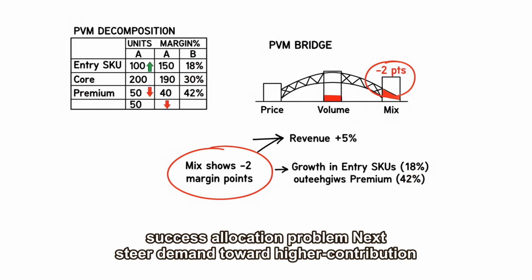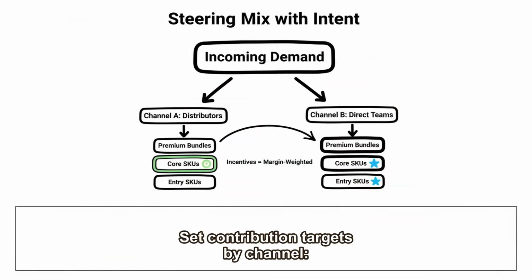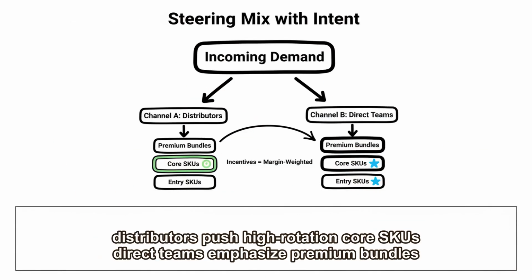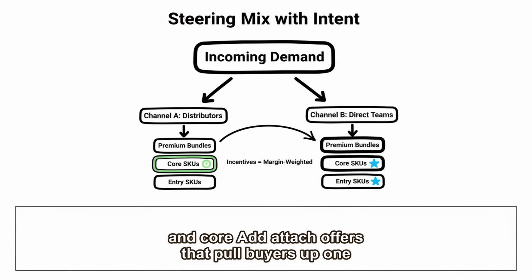Next, steer demand toward higher contribution mix. Turn mix from accident to strategy. Set contribution targets by channel. Distributors push high rotation core SKUs. Direct teams emphasize premium bundles. Rebalance price ladders to widen the value gap between entry and core. Add attach offers that pull buyers up one tier.